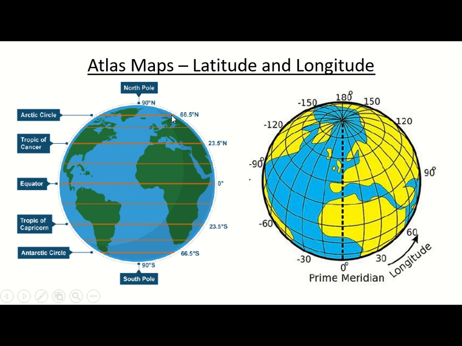This one wouldn't be the same. The angle would be slightly different, and so it would actually be 66.5 degrees. And this just refers to the amount of curvature of the Earth, basically. And the number counts up to 90 because that's the most extreme. All right, so that's latitude.